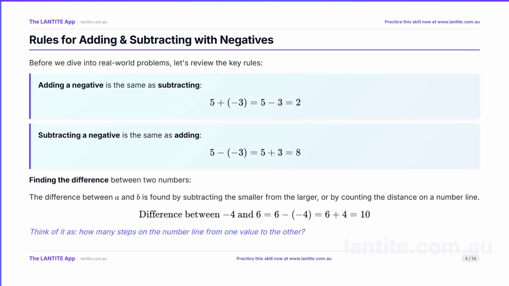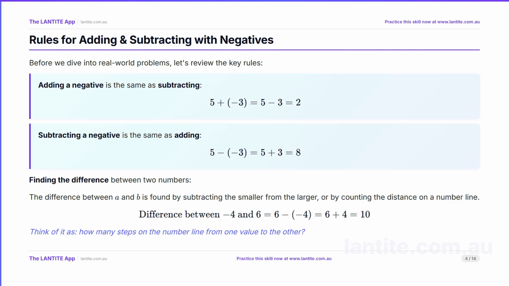Before tackling word problems, let's review two essential rules. First, adding a negative number is the same as subtracting. 5 plus -3 equals 5 minus 3, which is 2. Second, subtracting a negative is the same as adding. 5 minus -3 equals 5 plus 3, which is 8. Think of the two minus signs canceling each other out.